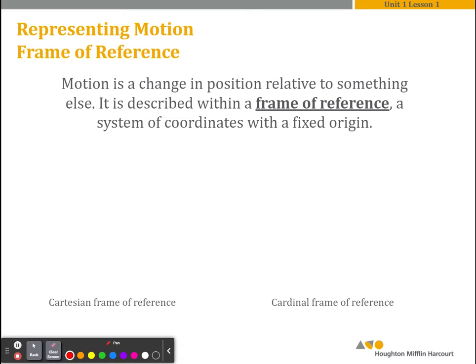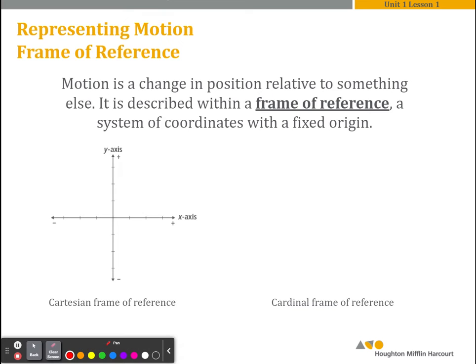Motion always needs a frame of reference if you're going to describe it, because motion only happens relative to something else. If there was nothing else around you, if you were floating empty in space, it would be impossible to describe your motion because there's nothing else to compare it to. So motion is described within some kind of a frame of reference. And a frame of reference is a system of coordinates that has a fixed origin.